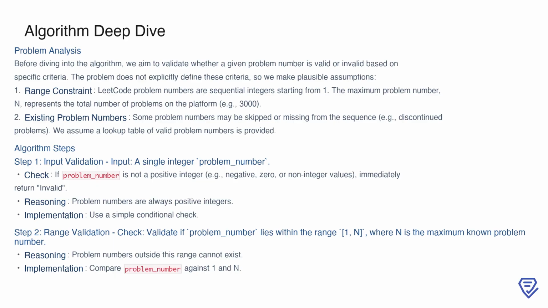Here, we check whether the provided input, problem_number, is a positive integer. This is a fundamental requirement since problem numbers cannot be negative, 0, or non-integer values. If the input fails this check, we instantly return invalid. Next, the algorithm performs a range validation to ensure the problem number lies between 1 and n. Any number outside this range is considered invalid since it falls outside the bounds of defined problem numbers. Both of these steps form the initial foundation of our validation process, ensuring that the input adheres to basic structural constraints before deeper checks are performed.